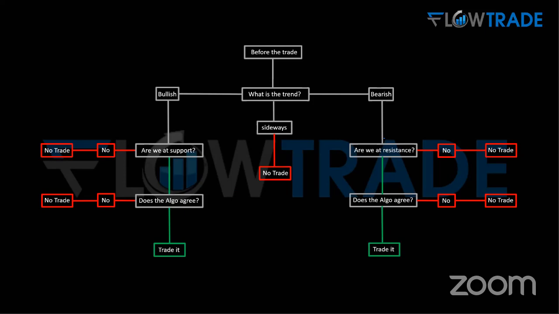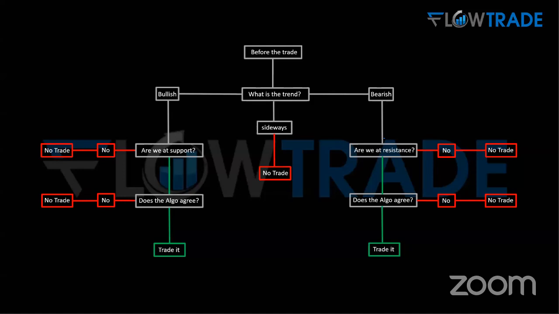So if it's bullish, then we look for an area of support. If we don't have it, then there's no trade there. So if we do have support, just moving straight down the flow, does the algo agree? If it doesn't agree, we don't trade it. Again, like I said, it's one of those things where if the algo doesn't favor the trade that you're in, you're trading against the money. And if those 2 things line up, then we're taking the trade.